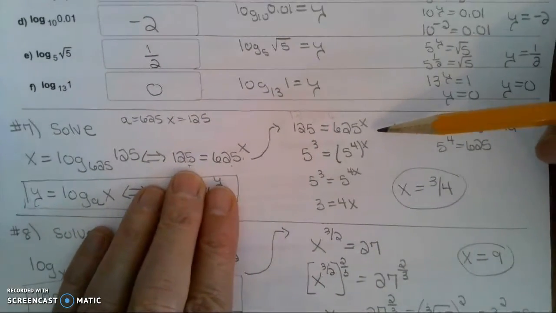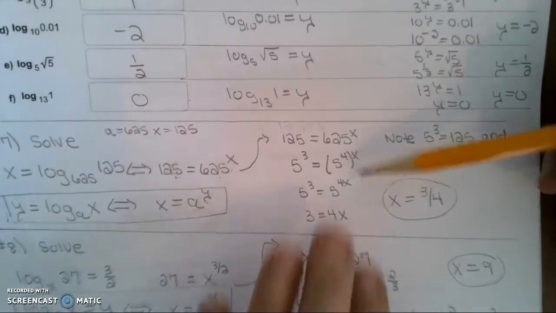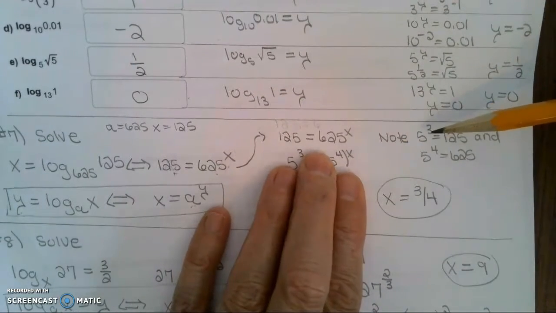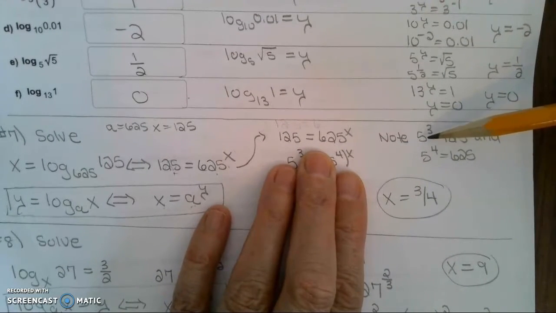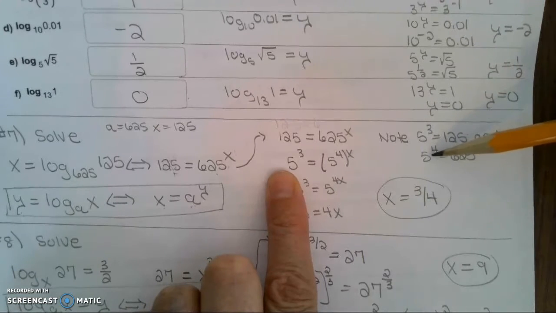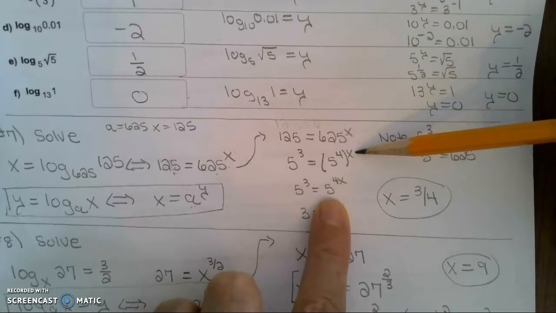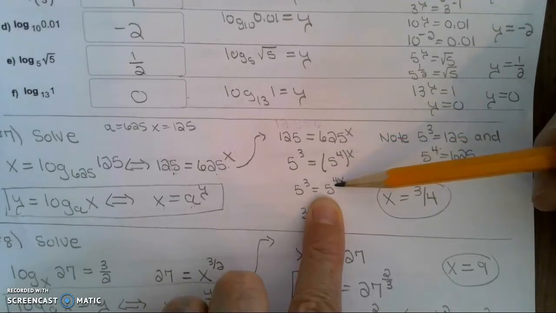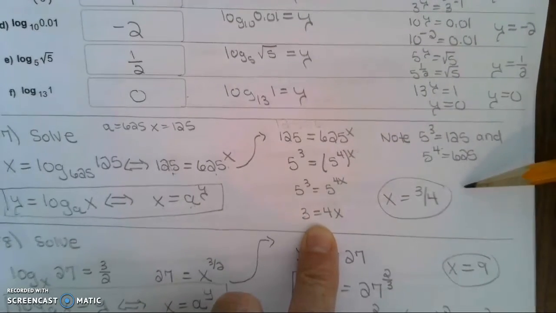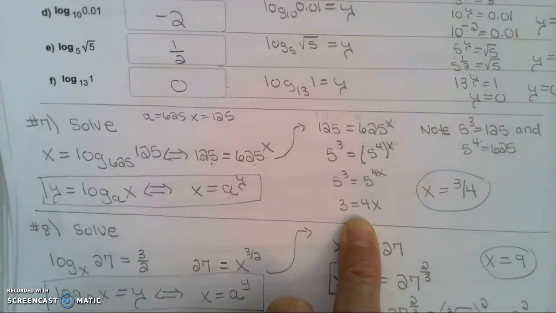So now we have two exponents. This goes back to the earlier section where you have the same base. If you look for the same base, it's 5. So 5 cubed gives me 125, so I write that over here. And 625 is 5 to the 4th, so I wrote that here. Then I simplify my exponents. I set my exponents equal to each other, and I get my answer of 3/4. Okay, so there's that one.